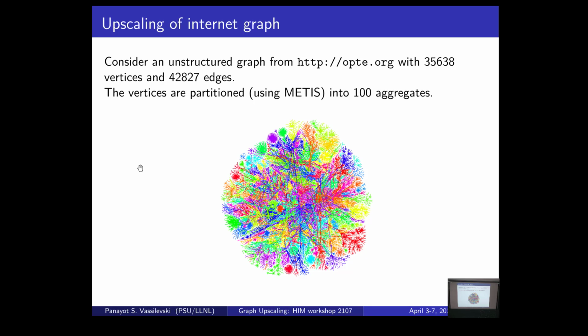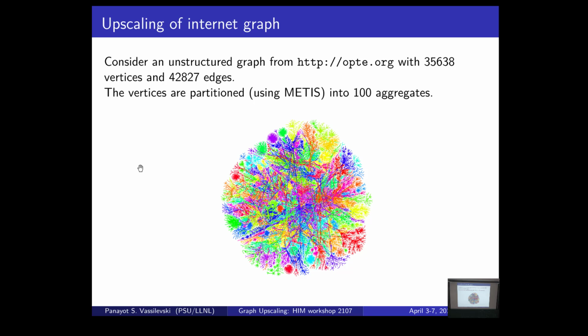Okay, now let's do some examples. To show that this works, because it's an algebraic method, we try this on a graph, an internet graph. This is the size of the graph, not very big. We partition it into 100 aggregates, so different colors correspond to different aggregates. You see how irregular this can be. Some are much bigger than the others. But with each aggregate, we associate all these degrees of freedom, and there are some interfaces, etc.